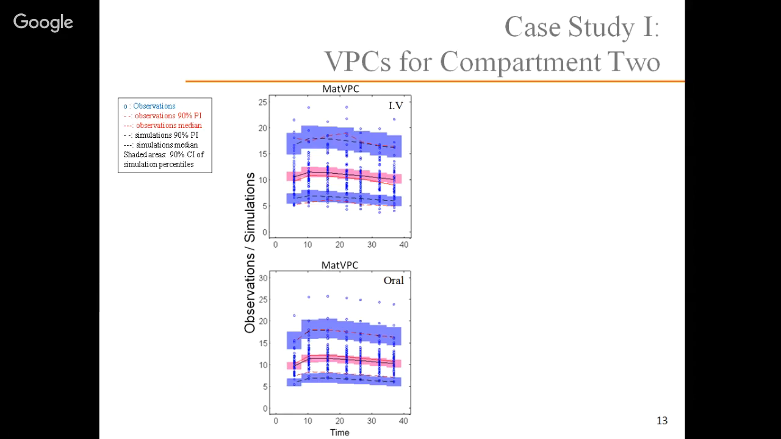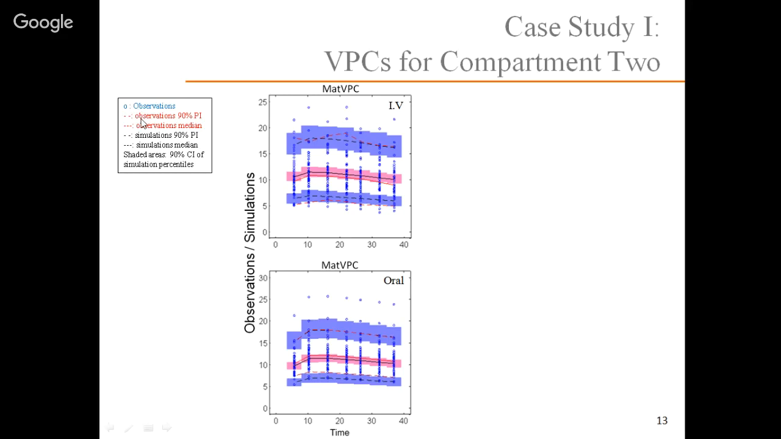So here in this slide, I'm showing the two VPCs that were automatically generated by MatVPC for compartment 2 of the model I just showed. So the y-axis shows the observations and the simulations, and the x-axis shows the time. We do not include units here because the observations were just simulated and they were not real data. So the blue dots show the observations.